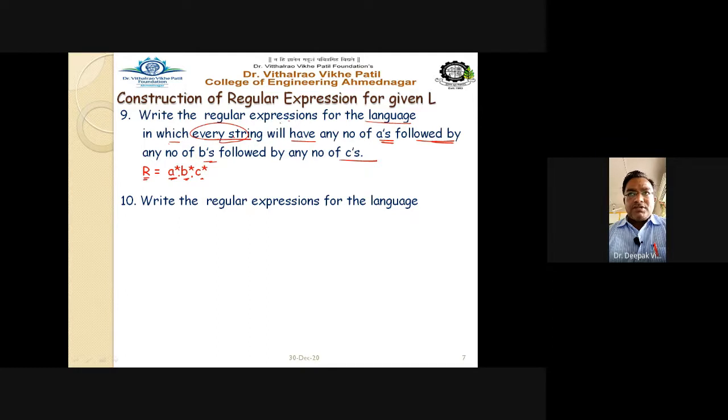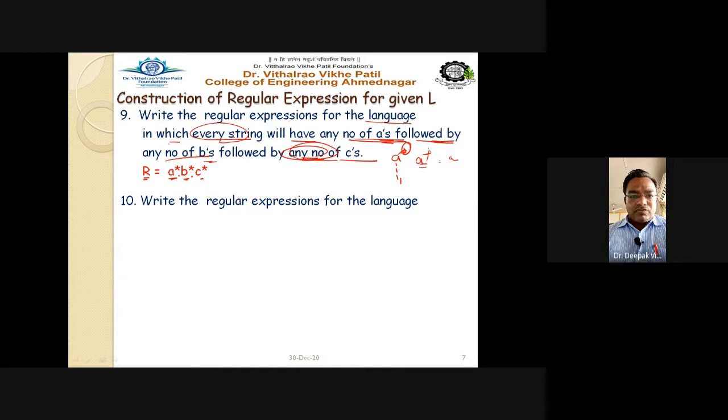Now, strings are in such a way that they contain any number of A, followed by any number of B. Any number means you have to write star, and if it is at least, then you have to write A plus. At least one occurrence of A means A plus, while any number of A means it may be 0, 1, 2, or 3. Any number of A means you have to write A closure, that is, A star.